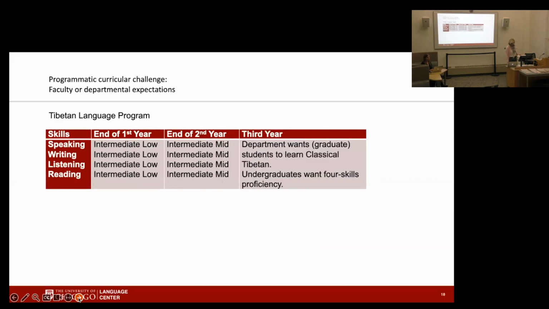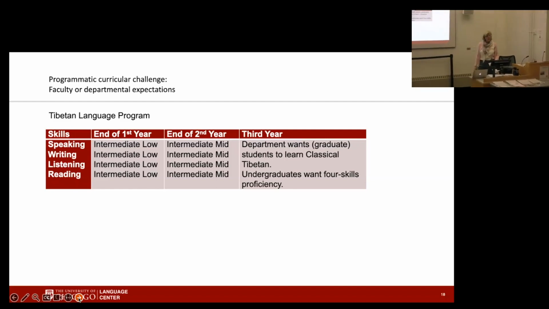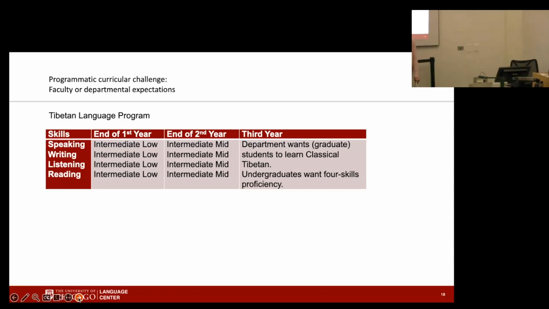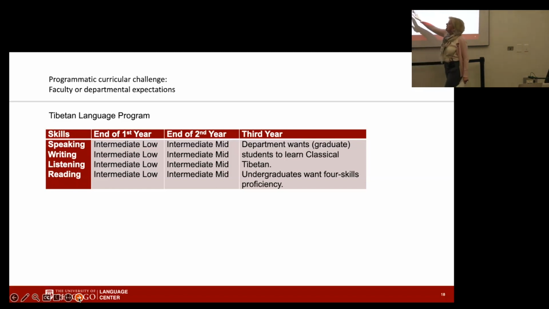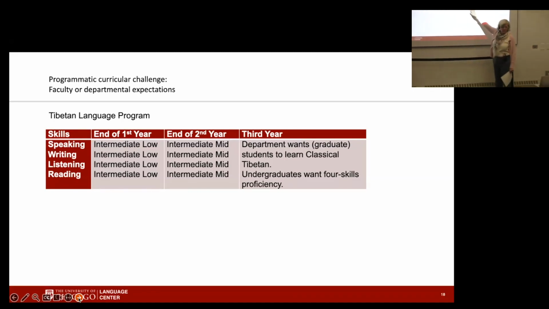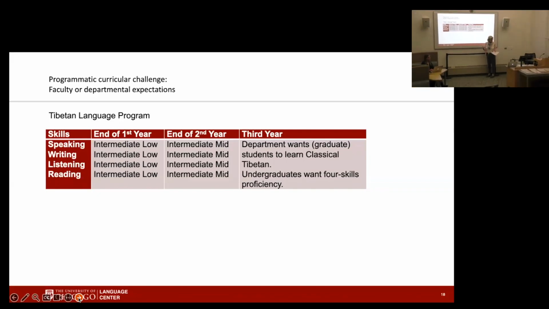Another example, and this is maybe something you're familiar with, and I think it's also something that happens in the modern languages and commonly taught languages as well. So our Tibetan language program, our colleague, has been working with us on proficiency for his first and second year, and developed tests and revised his curriculum. But he has faculty waiting to receive his students and wants them prepared to be studying classical Tibetan. And they want this to be happening during the second year.